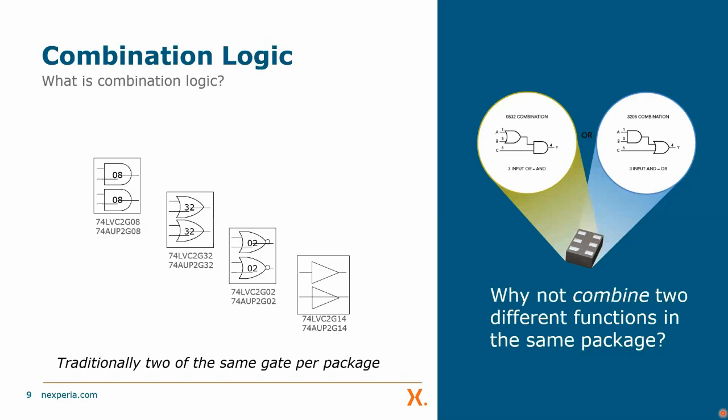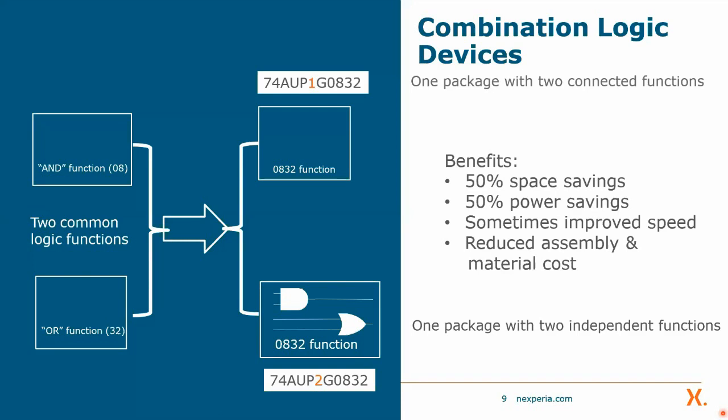So all the functions that I use all the time that used to be in discrete packages, now I can combine together to reduce the total number of packages that I have. And when we start getting into cost savings, you'll see how that's more than just getting rid of one package. I'm actually getting other benefits as well. So combinational logic devices come in 2 different types. I can either get one where the devices are connected together, where in this case the 08 function and a 32, an AND and an OR function, they come together and they are connected. The output of one connects to the other internally to the device.